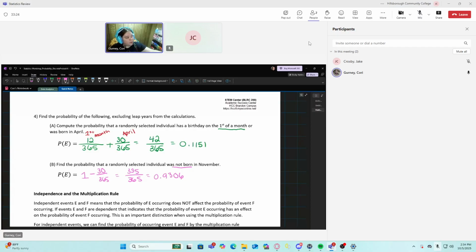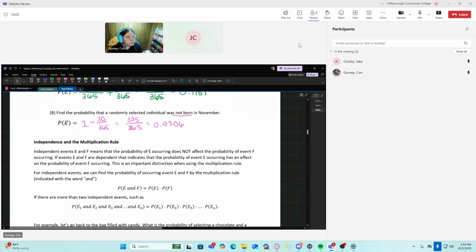Now, by the way, because we're going to get to independence and the multiplication rule next, this also works for multiplication. The complement works for literally any probability. If you want the opposite of it, if you want to see what happens when you don't choose the month of November, this complement will work for any type of probability. It's not just for the addition rule. Even though it has subtraction, it works for everything. So if you wanted to do the opposite, it would be 1 minus 0.9306.